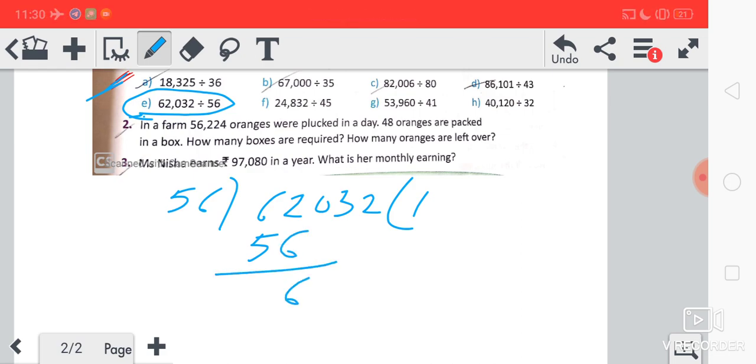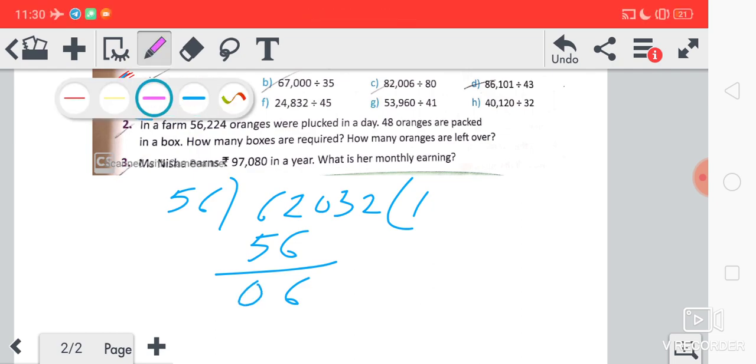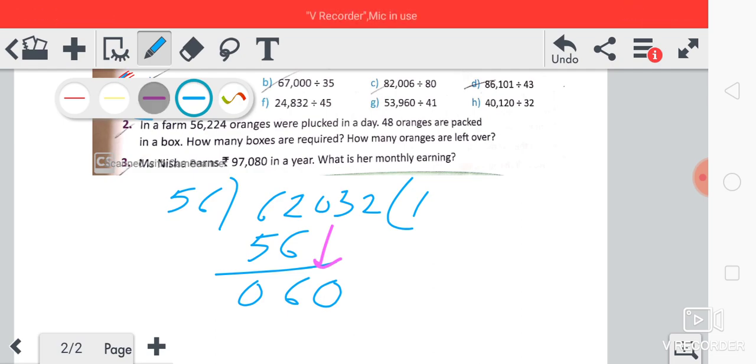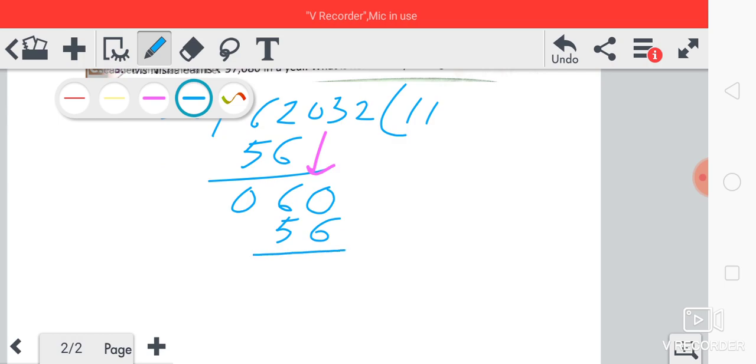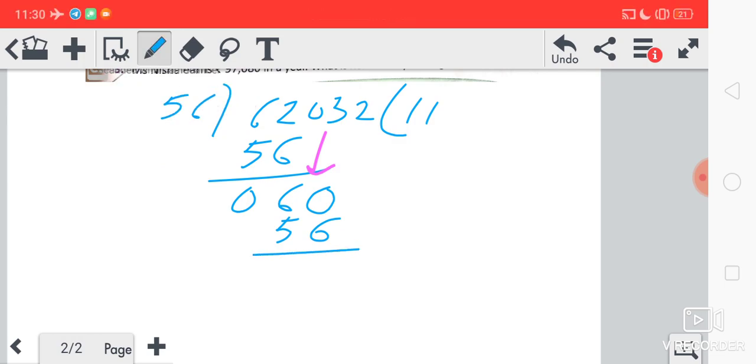12 minus 6 will get here 6, and here we'll get 0. Now this 0 will come down, so it will become 60. Again 56, and here we are getting 60. Okay, so we can take 1 time, isn't it? So 56 ones are 56, we will take. Got it? Now 10 minus 6 is 4, and here we'll get 0.